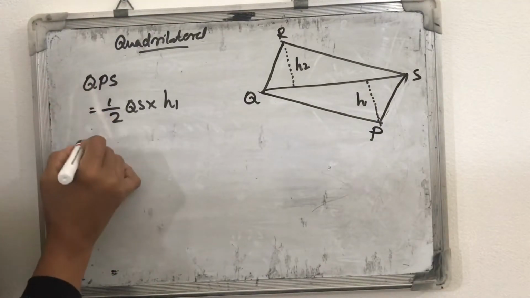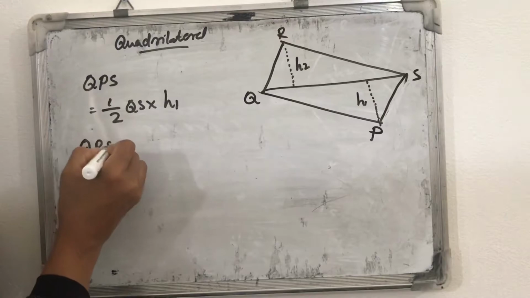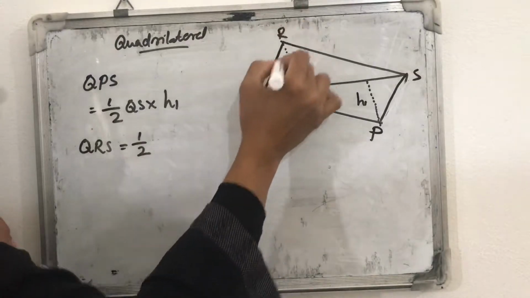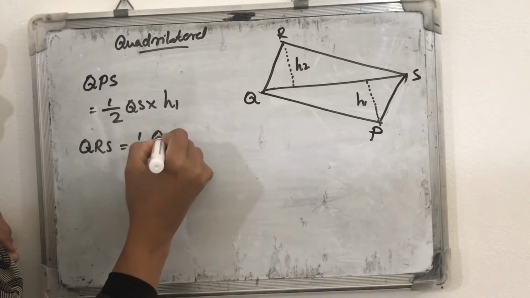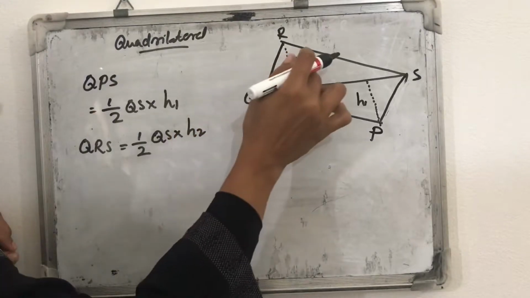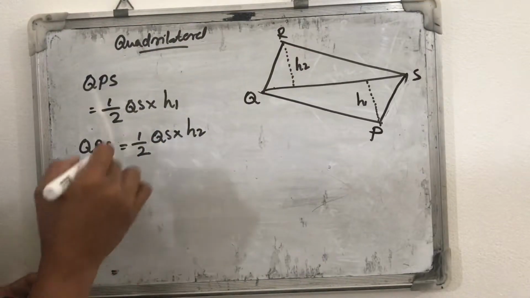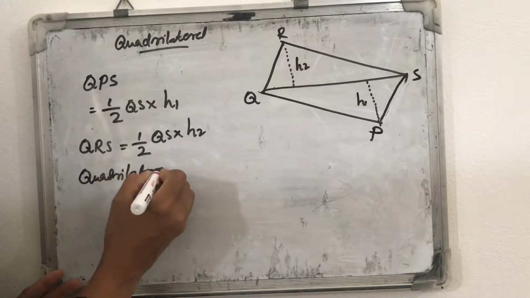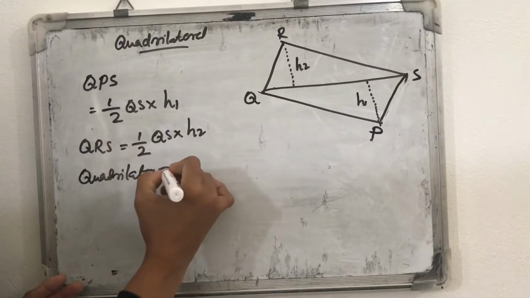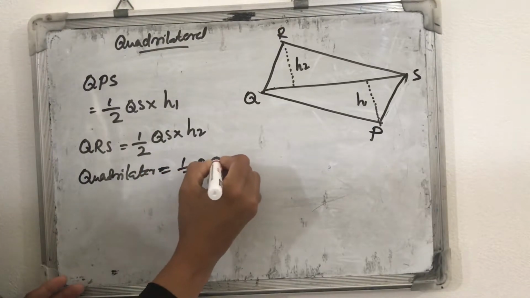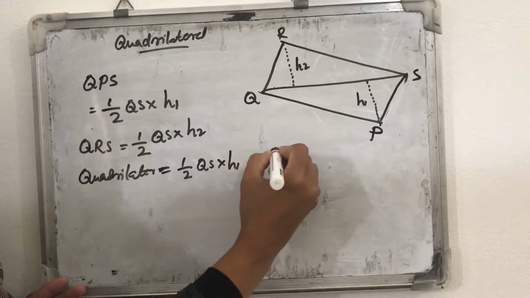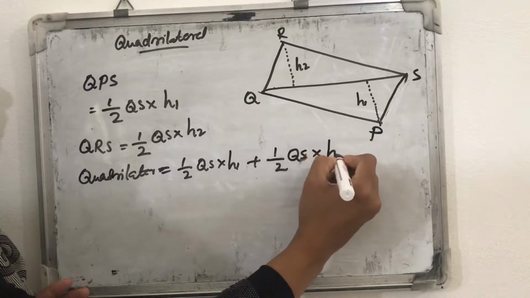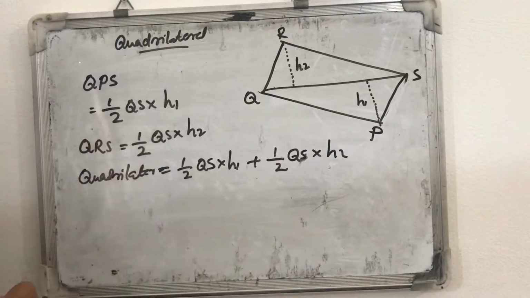Just like that, what is the area of triangle QRS? The second triangle QRS, its area will be half into, in this case also the base is the same, QS, into height, here H2. So what will be the area of the quadrilateral? Therefore, the area of the quadrilateral is the sum of these two. That means half into QS into H1 plus half into QS into H2. QS is a side, so both should be capital.